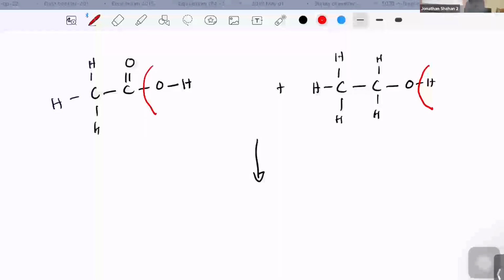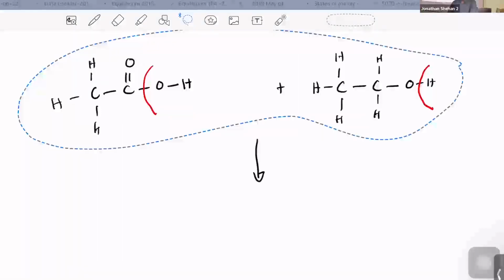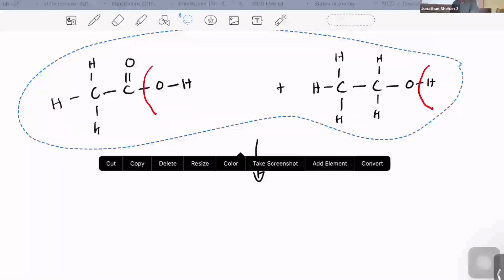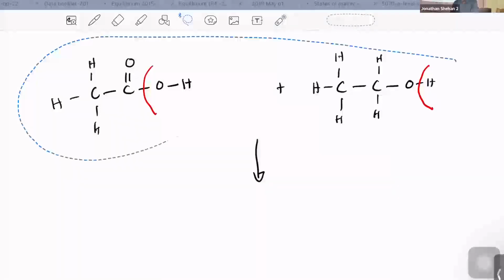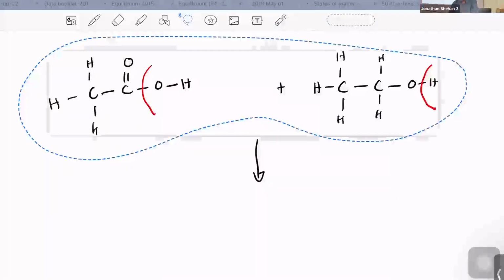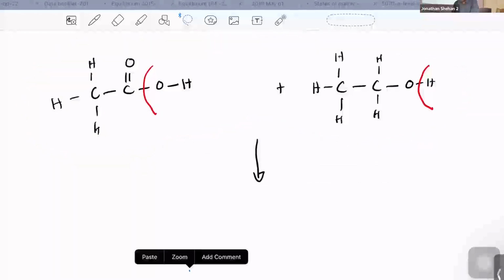Right, now, when they react, now have a finished copy. Now look at the board. First, I will show you what happens here. This carbon will lose the bond with oxygen in the carboxylic acid. So let's quickly look at that.